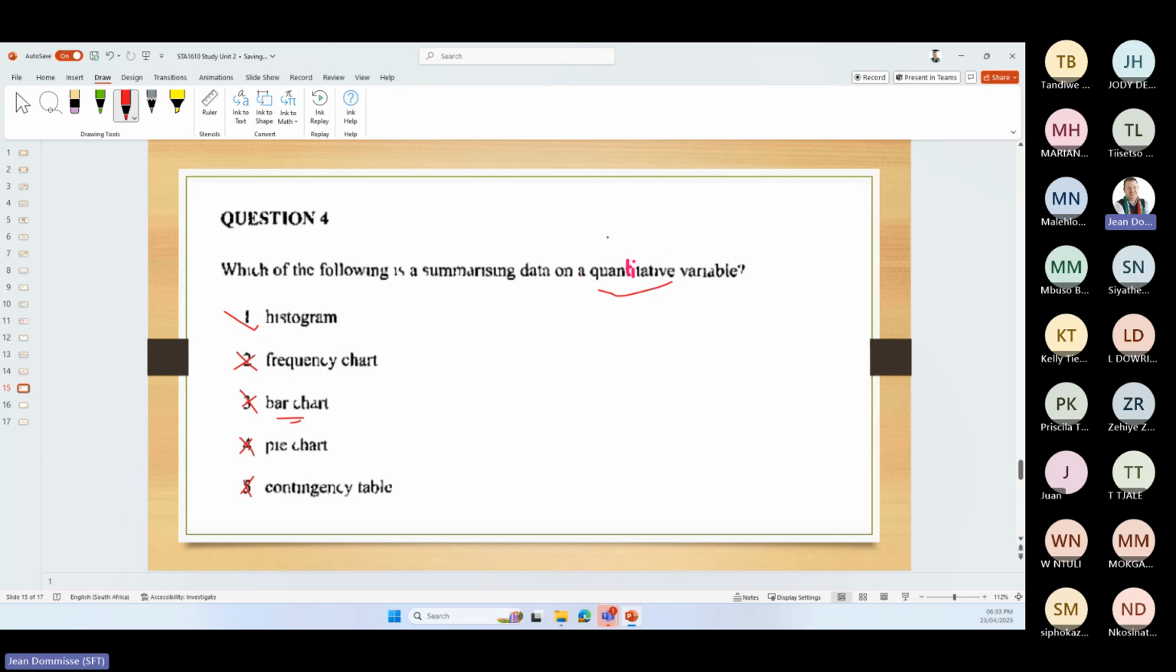If I had asked qualitative, then all of the rest would apply. They could also have asked this question the other way around: which of the following is not a summarizing data on qualitative variables, where you would then only need to pick the histogram. So again, just be careful of the phrasing of the question.